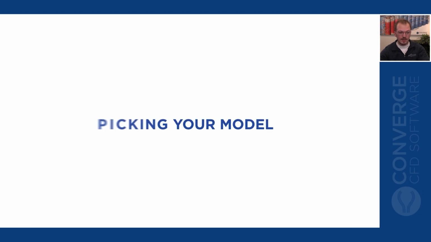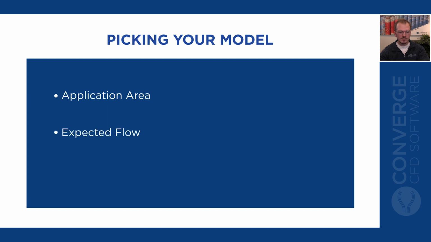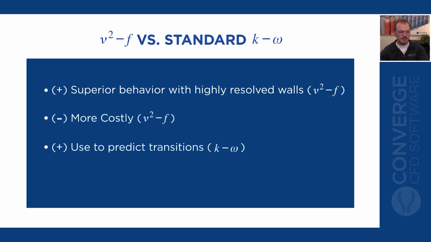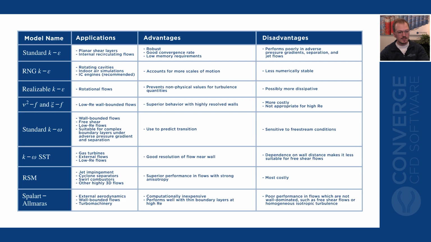When selecting the correct RANS model for your simulation, you should consider factors such as the application, the type of flow you expect, and the geometry you're working with. For example, if you're working on a case with low Reynolds number wall-bounded flows, you may be deciding between the V2F model and the standard K omega model. While the V2F model exhibits superior behavior with highly resolved walls, it is more costly. The standard K omega model is good at predicting transitions and is less costly, but it is sensitive to free stream conditions. The table on the screen summarizes the advantages and disadvantages for each RANS model.